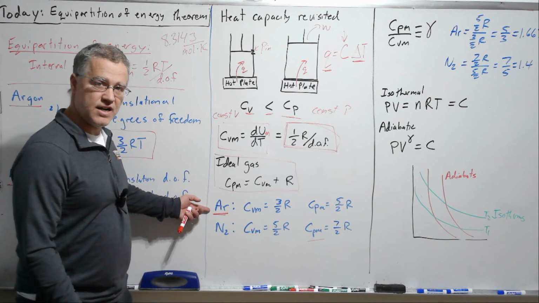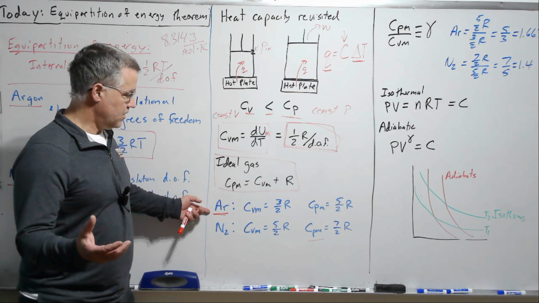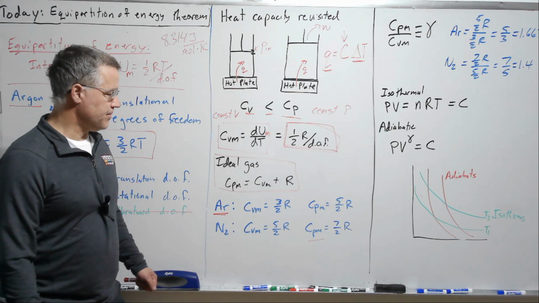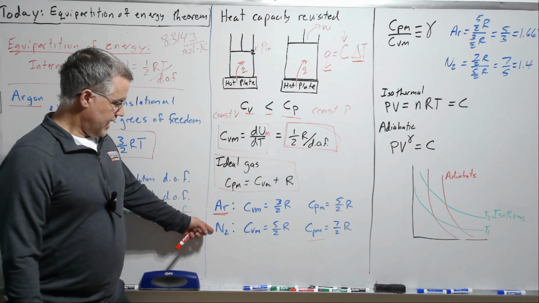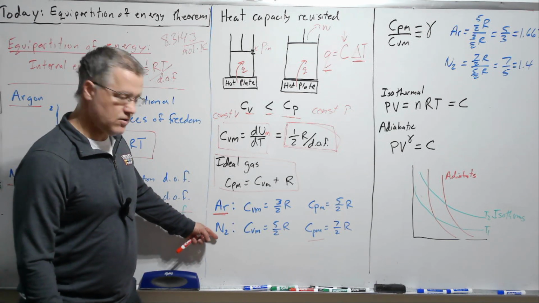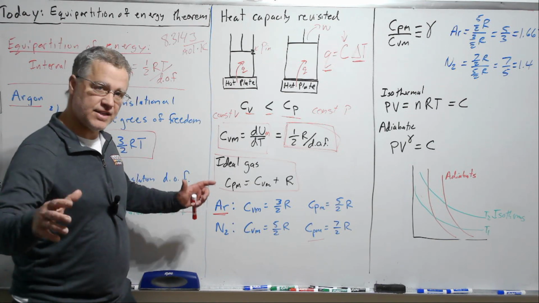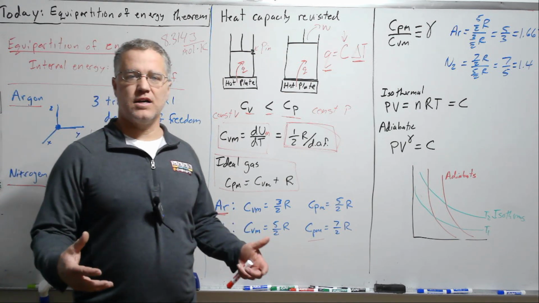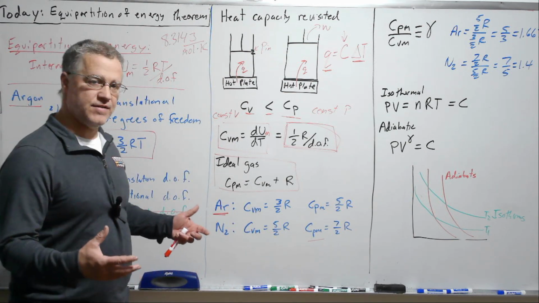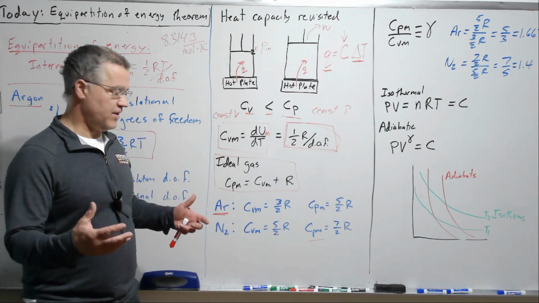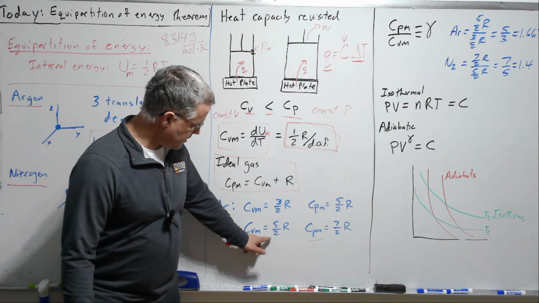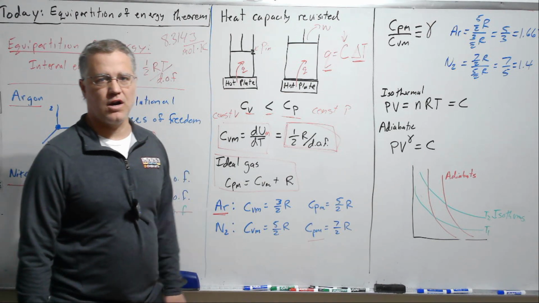Just, is it monatomic? Okay, then it's going to be 3/2 R or 5/2 R, depending on whether you're CP or CV. And then nitrogen, oxygen, carbon dioxide, anything that's linear is going to be like this. And then ammonia or water vapor, not liquid water, but water vapor, is going to be 3R and then 4R.